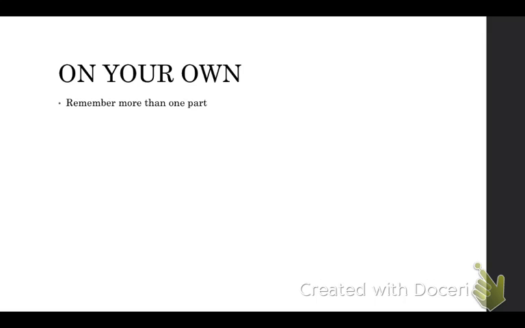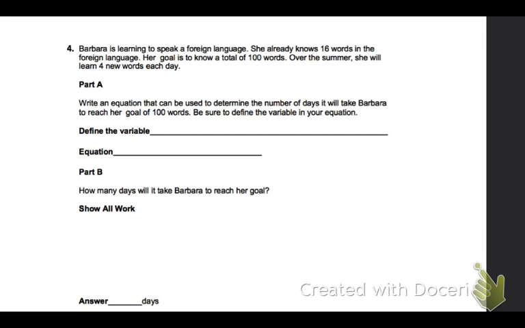Right, now I'm going to have you do one on your own. Remember, there's more than one part. So you have a part A and a part B. Still asking you to please define the variable and the equation. And look at that, show all work. No matter what you put in your calculator, make sure you show your work.